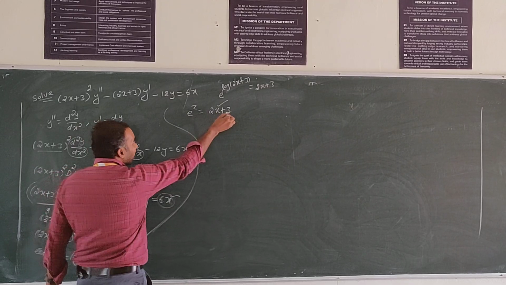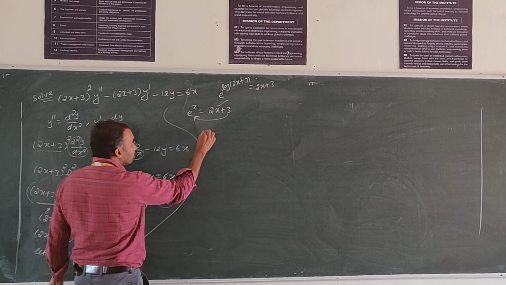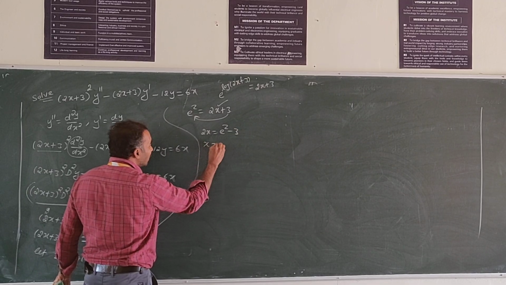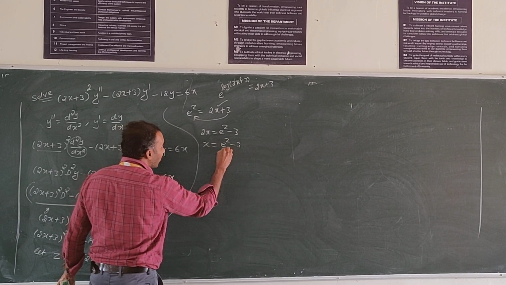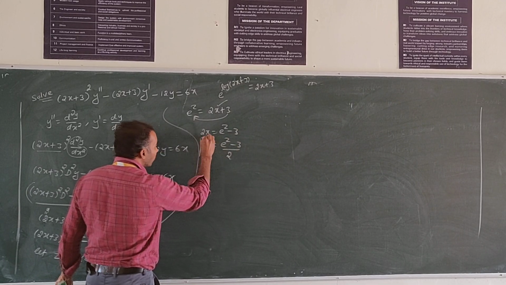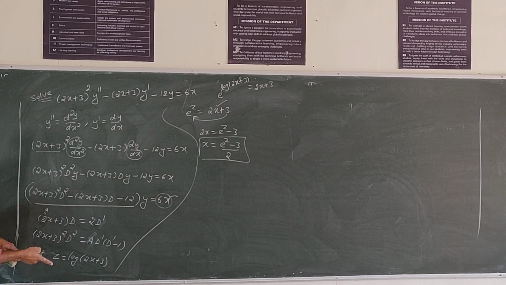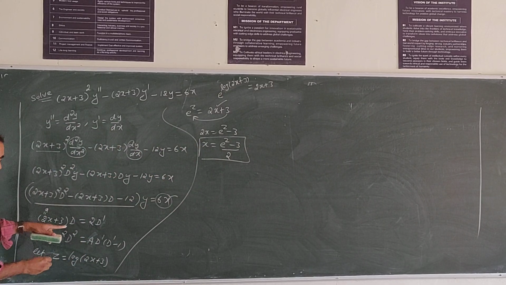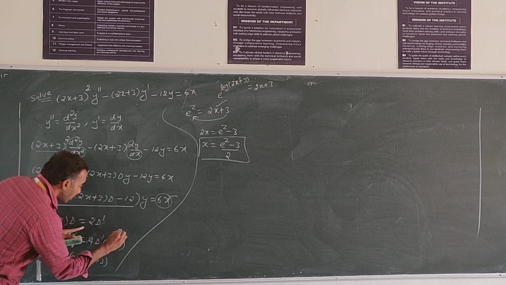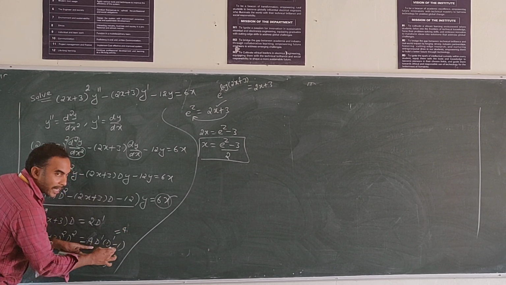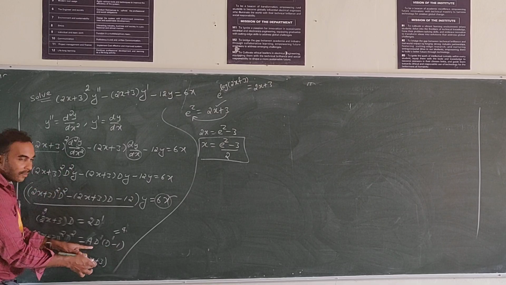Next we need x. So bring 3 to the left hand side. So 2x equals e^z minus 3, so x equals (e^z minus 3) divided by 2. So we need x, so substitute all the values here. We will get, simplifying this also, 4D' squared minus D'. What will we get?